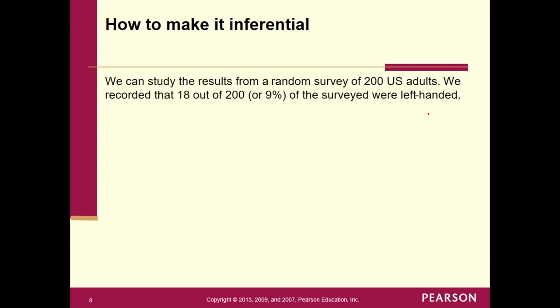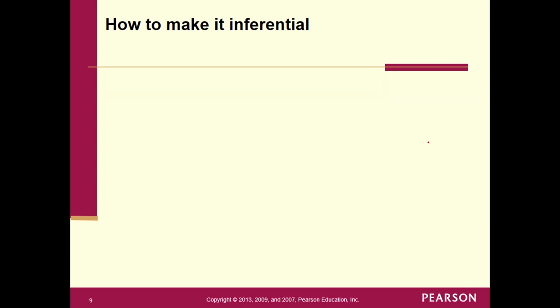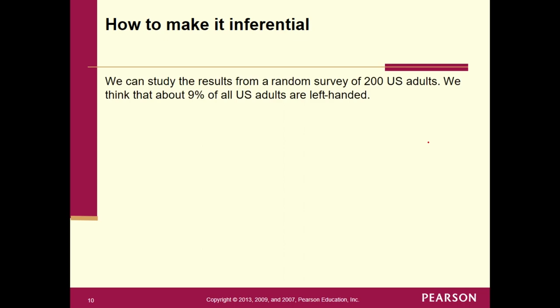So how could we change this in order to turn it into inferential? Oh, no, look at that. I put the hyphen in there. So let's get rid of the second line, and let's change it over to this. We can study the results from: we think that about 9% of all U.S. adults are left-handed, based upon our sample. And so now this is inferential. Why? Because we went ahead and applied it to the entire population now. All U.S. adults.